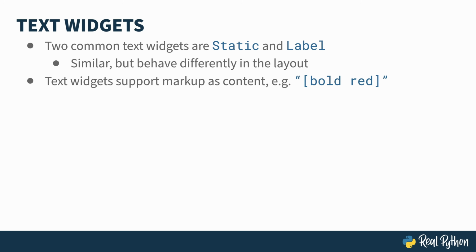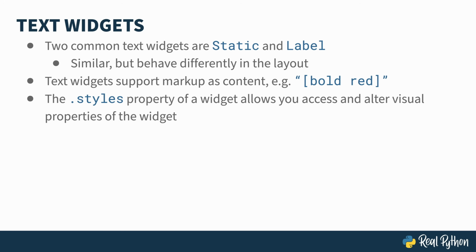The creators of Textual are also the creators of the rich text library. Like with rich, the text contents can be specified using a markup language. Most text you type is just text, but you can put styling commands inside of square brackets to change how the text is displayed. For example, square brackets bold red changes the text to bold font and colored red.